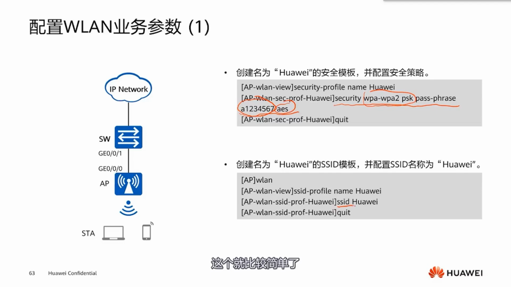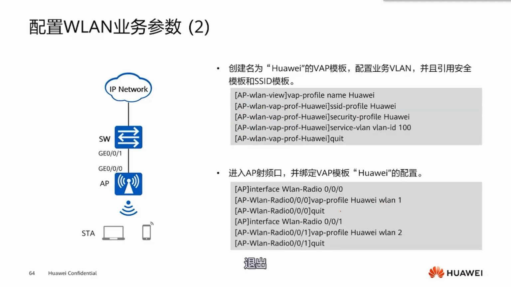Next step, remember, the VAP template. Whenever you think of the VAP template, remember three things: service VLAN, security template, and the SSID template. Whenever you think of the VAP template, you must remember these three things.